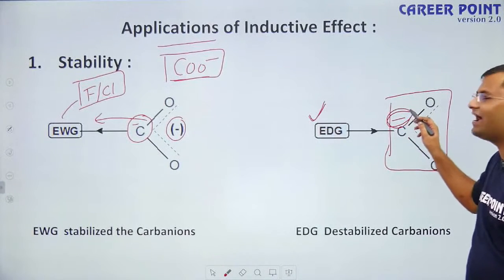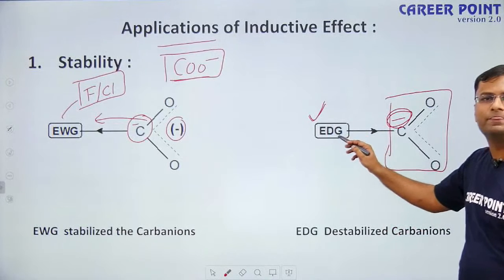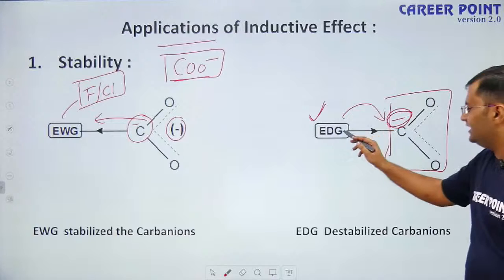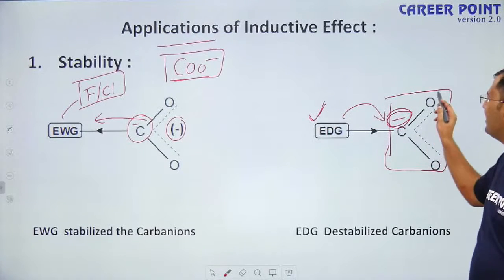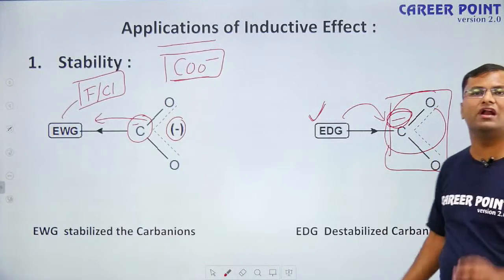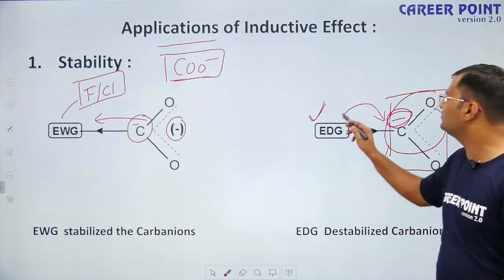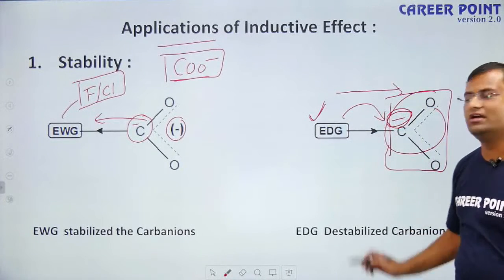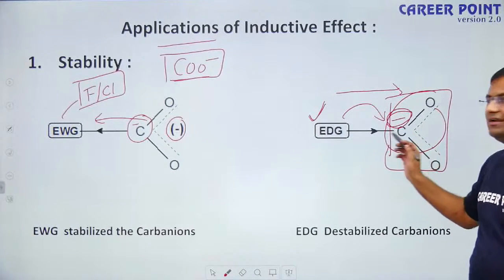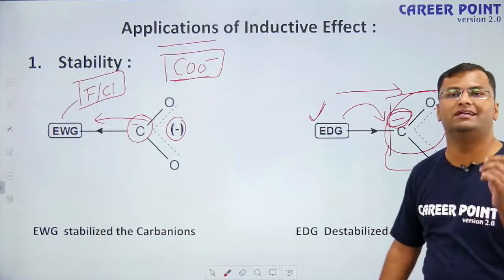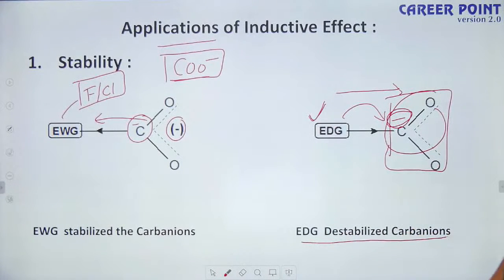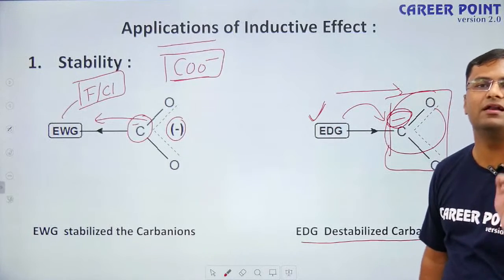This already has one electron, and this group is donating another electron to it. So what is going to happen? This electron donating group destabilizes this carbanion, because it already has a minus charge, and the electron donating group again donates electrons. So this becomes more unstable. We can say that the electron donating group destabilizes the carbanion.